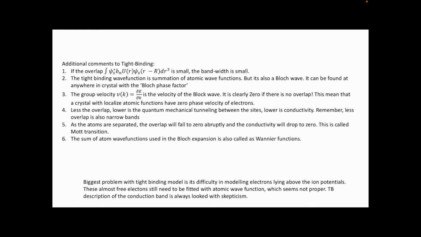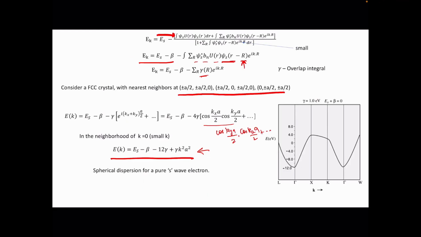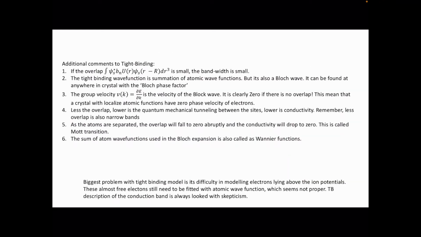If the overlap is small, then the bandwidth is small, right? So basically what it means is, from here, if these overlap values are small, Ek separation from Em will be very small, right? Because if b is non-zero, Ek should be very close to Em. So this means that the atomic energy levels only strongly contribute, so the electron energy levels lie very close to the atomic energy levels. Tight binding is a summation of atomic wave functions. It's also a Bloch wave, so basically the electron can be found anywhere with a Bloch phase factor. This is something that we know.